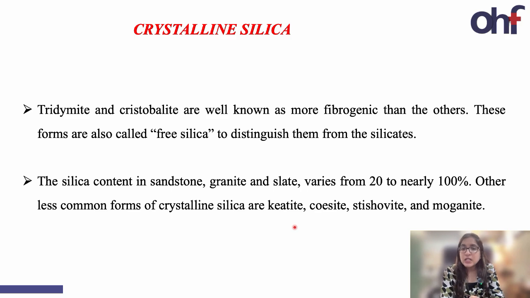Now, the crystalline tridymite and cristobalite forms are very fibrogenic, but quartz is also extremely fibrogenic, and they are more fibrogenic than the natural free silica that is everywhere. The silica content will also change with the kind of rock that you're dealing with. So sandstone, granite, slate, it can vary. Some forms have very high and some forms can have a lesser content of silica.